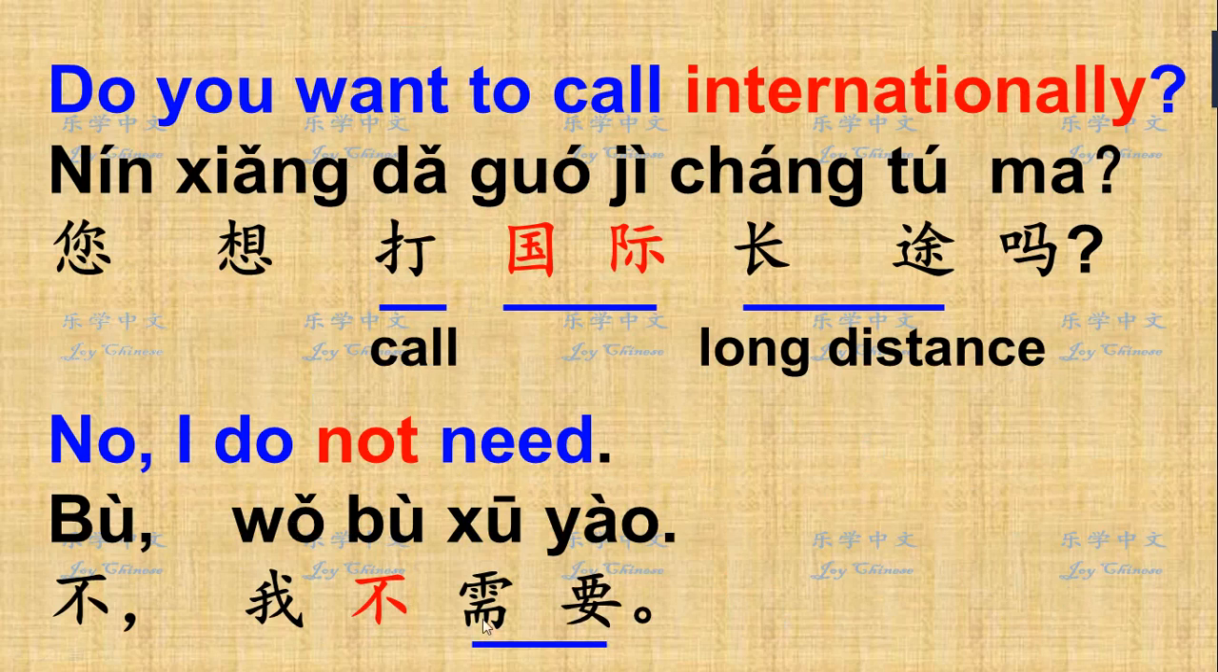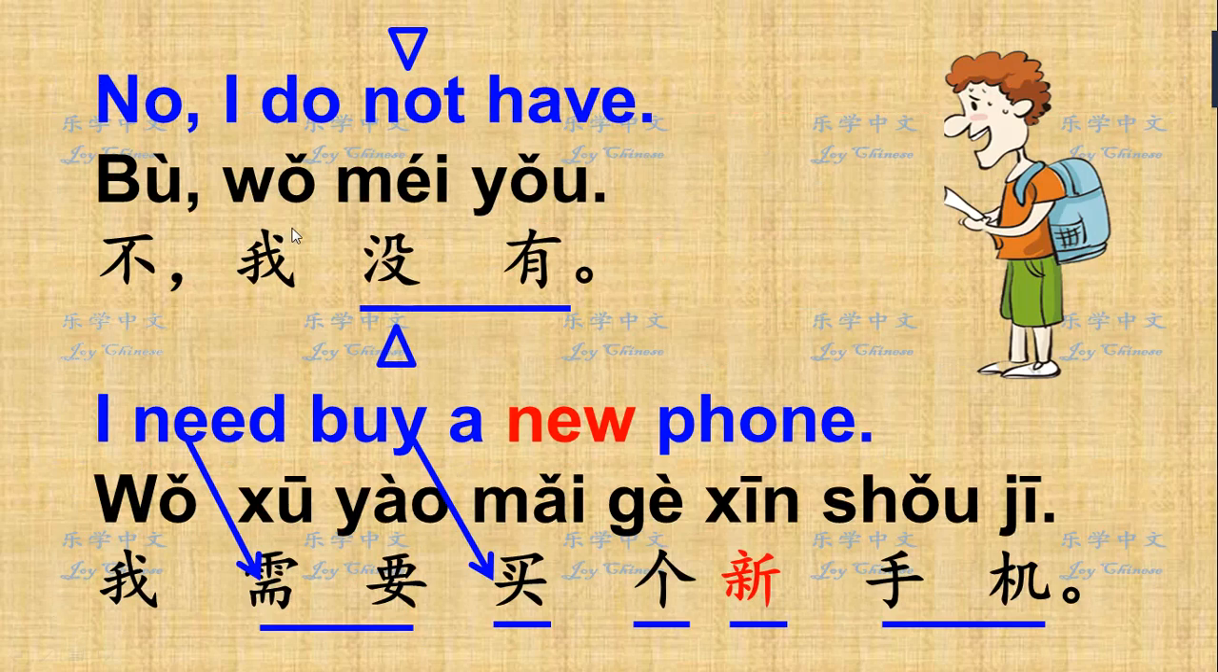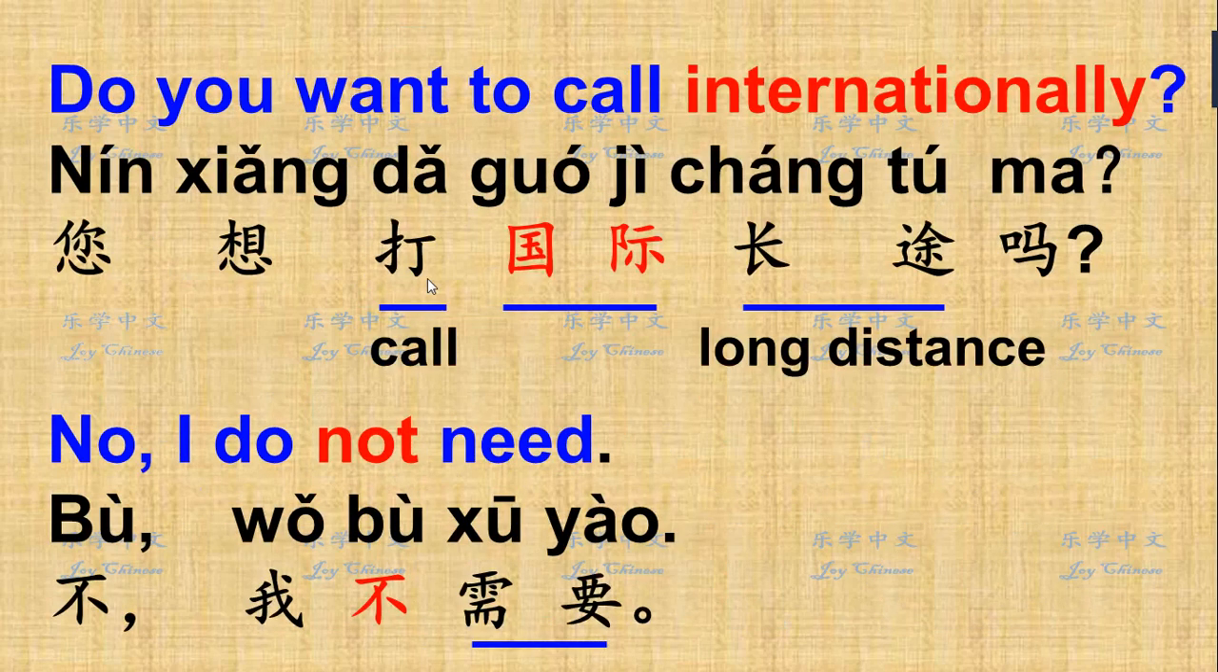I do not need. So when you want to say I don't want to do that, you say 不 in front of the word. Here is different. We said in the last slide, 我没有 means I don't have. In this place, we add a 没 in front. Right? Here, when you want to say I don't want to do something, you put 不 in front of the word.